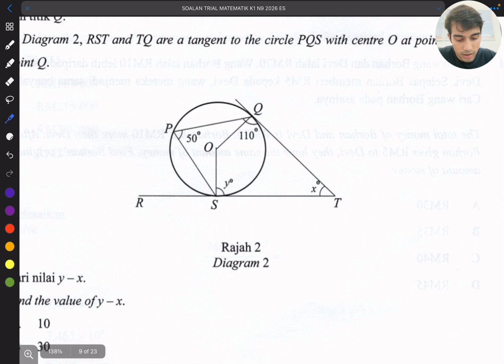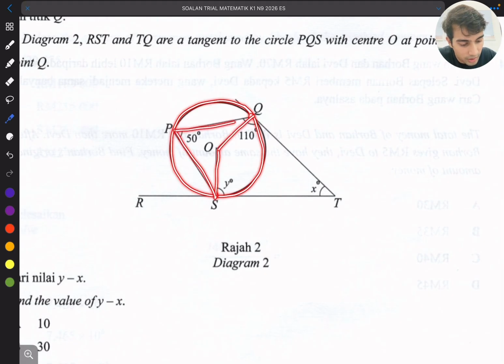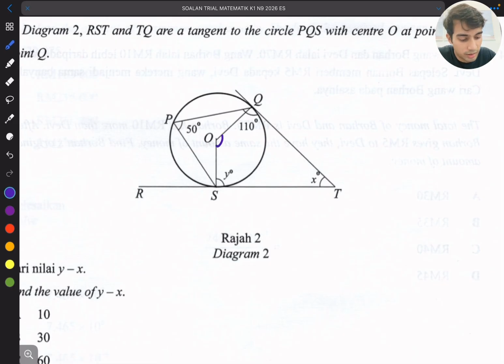Okay, so here we have a circle, two legs, one going to the center, one going to the circumference. So this one we use the 2x formula. If this is x, this will be double of the x, so here will be 100. And then here we know is 90, here is also 90.